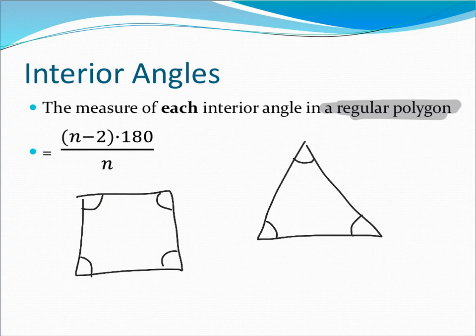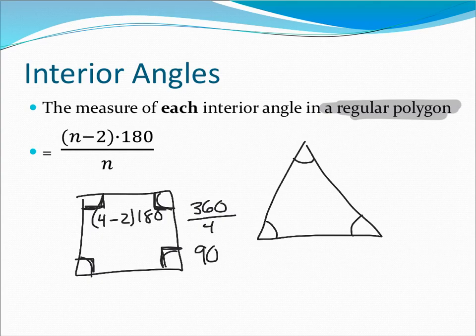So what did we say? How many sides does a quadrilateral have? 4. So if we do 4 minus 2 times 180, what do we get? 360. So 360 divided by n. What's our number of sides? 4. So what's 360 divided by 4? 90. So in a square, or a quadrilateral here, all of these angles are going to be 90 degrees. Each angle will be 90 degrees.